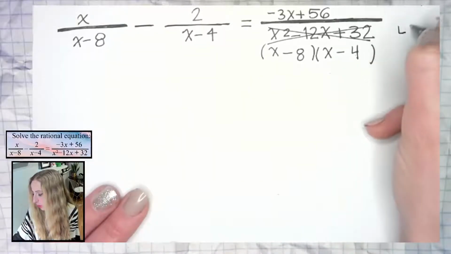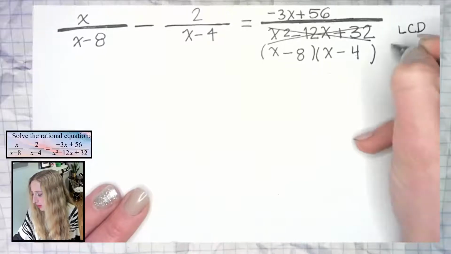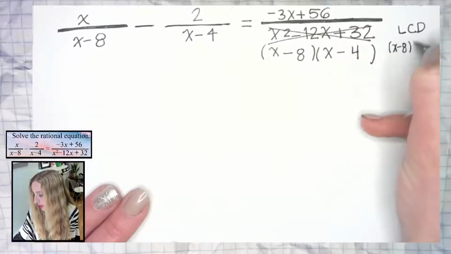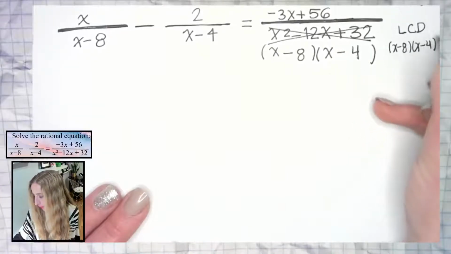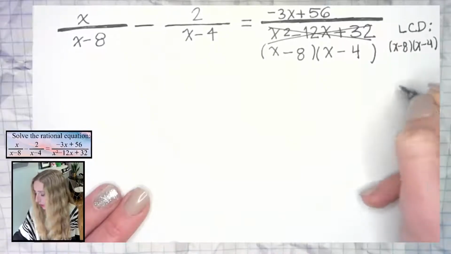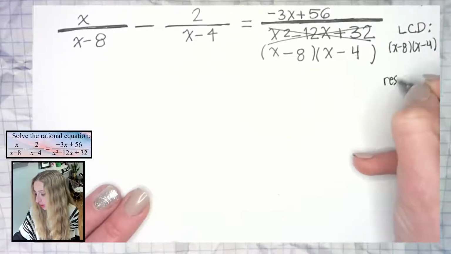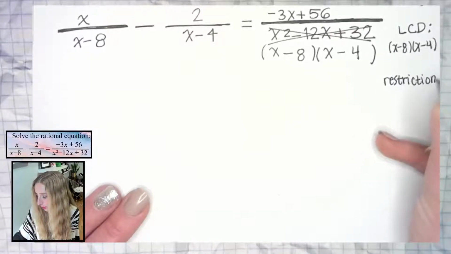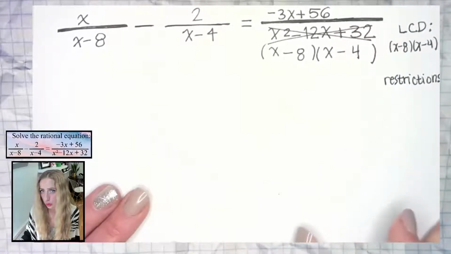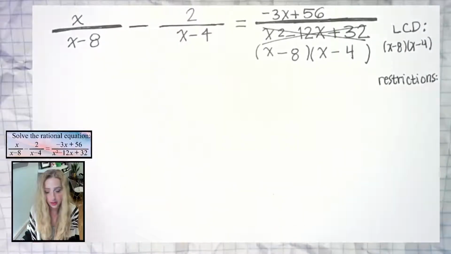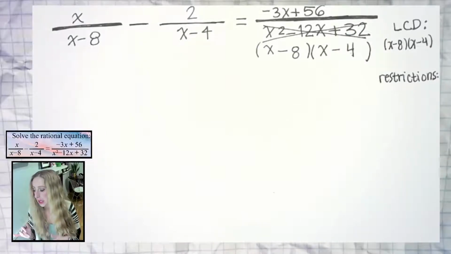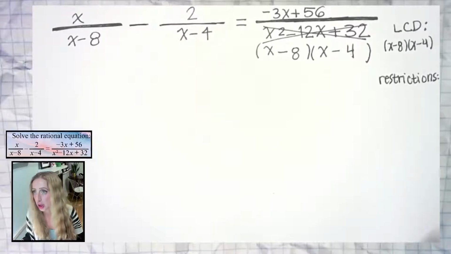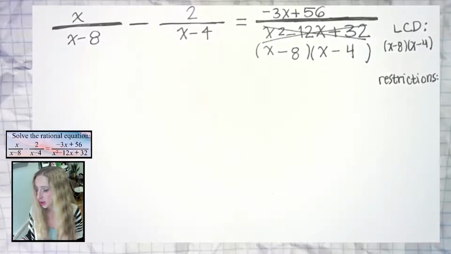And on the side, I'm going to write down that my least common denominator of all of these expressions is in fact the product of x minus 8 and x minus 4. I'm also going to write down my restrictions. So restrictions are values for my variable that I'm going to rule out before I even get started. Sometimes I forget and I just do it at the end. I don't think that's a very good habit, so I definitely recommend you try to do that first.